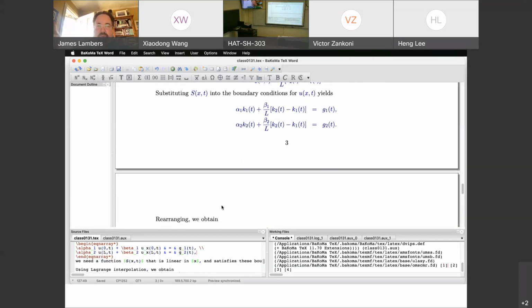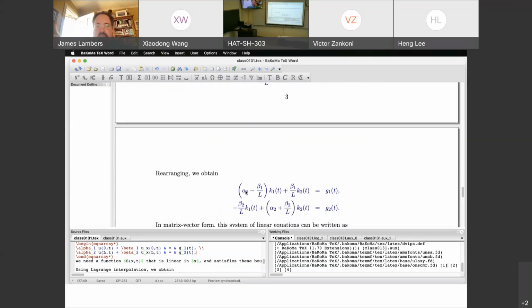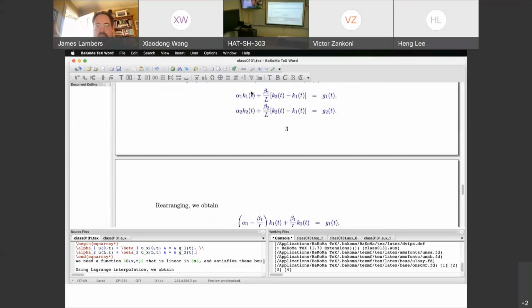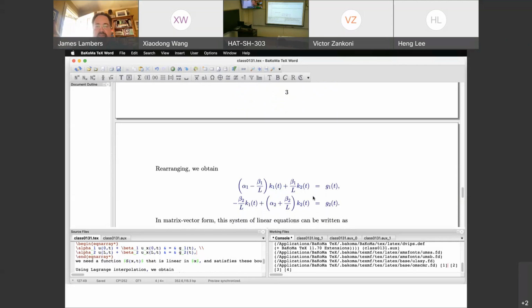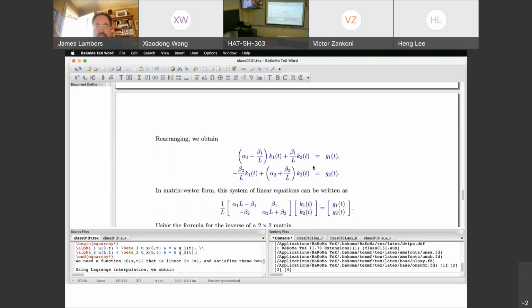Again, I like to work with solution formulas whenever possible. What I've done here is rearranged these equations. I want to have something times k1 plus something times k2 up here and down here. And that's what I've done, just grouping by terms multiplying k1 or k2. So then what I can do is rewrite the system in matrix vector form. For convenience, to make things a little less cluttered, I factored out a 1 over L throughout. So then I have this matrix times the vector k1 and k2 equals the vector g1, g2.